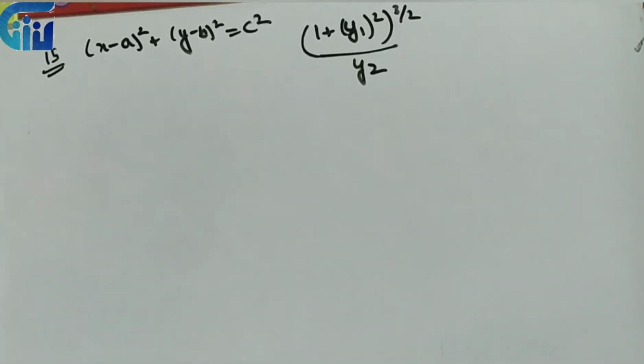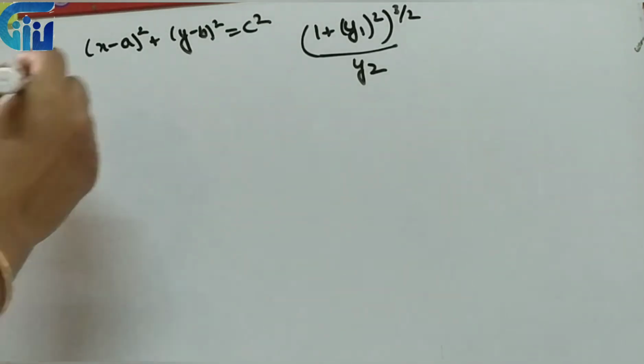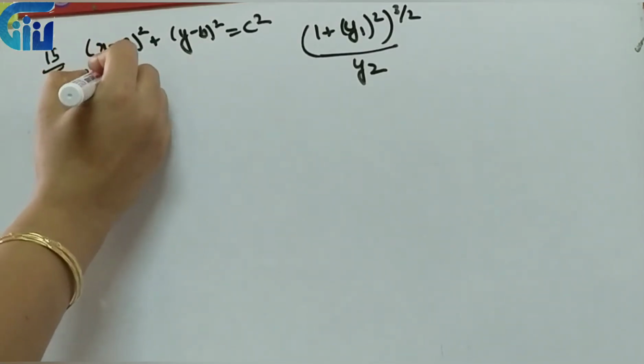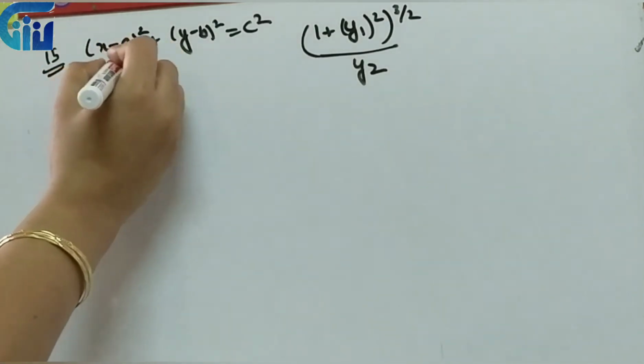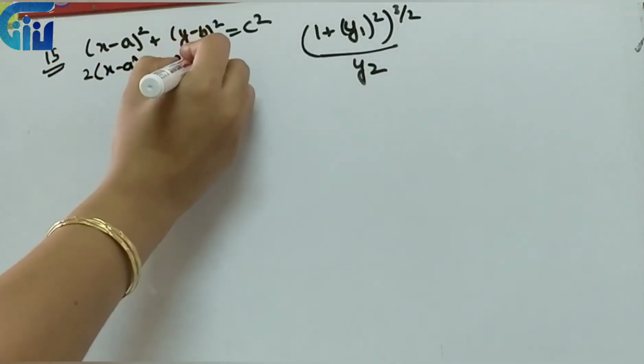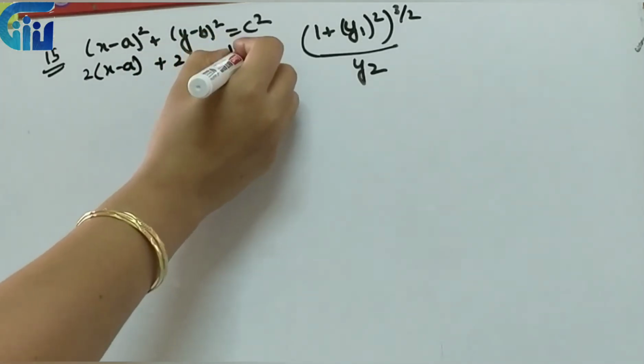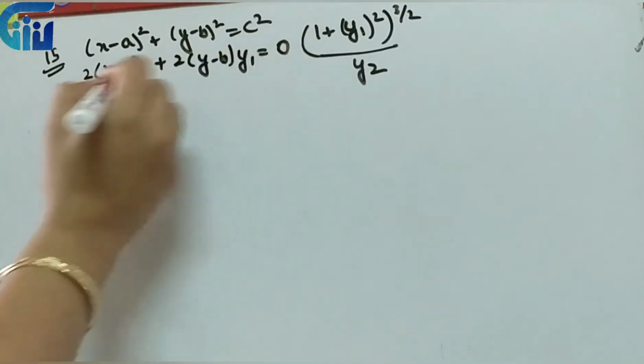So question number 15. What we have: x minus a whole square plus y minus b whole square is equal to c square. We have to prove that the expression that I have written, 1 plus y1 whole square, whole power 3 by 2, upon y2, where y1 denotes the first derivative and y2 is the second derivative, is a constant and is independent of a and b. So we need y1, so we will just differentiate. So 2 into x minus a by chain rule, derivative for x is 1. Over here the same, y minus b, derivative for y will be y1. The derivative for c square will be 0.